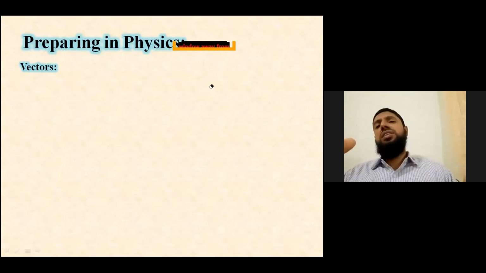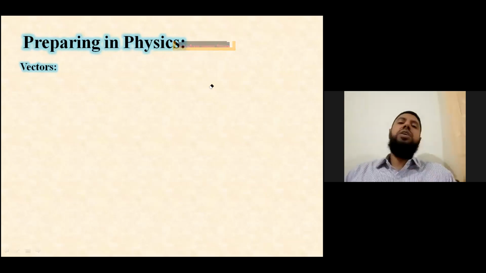At least you have to solve not less than 1000 page length numericals to prepare yourself for any competitive exam. First solve the page length numericals.